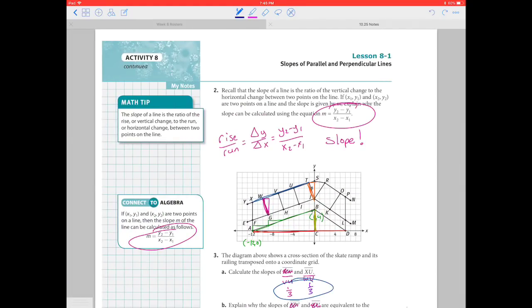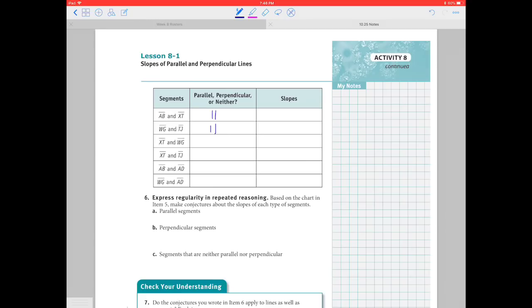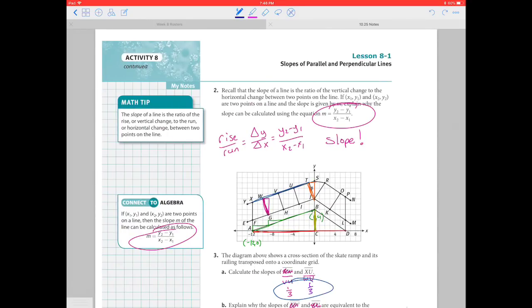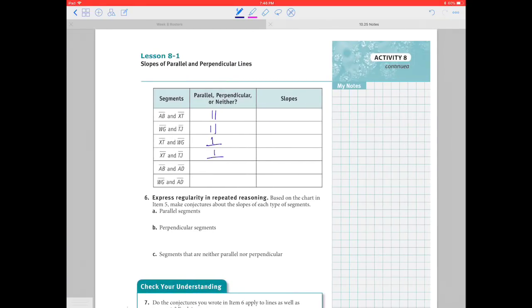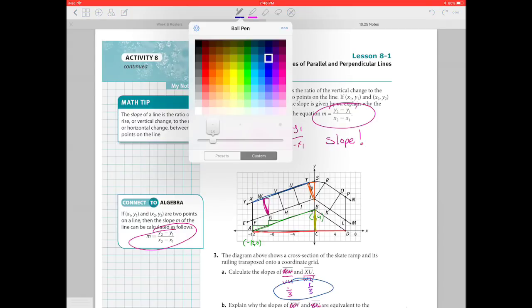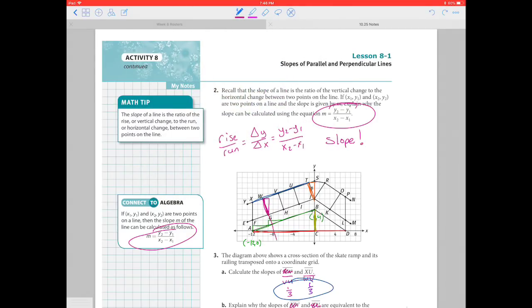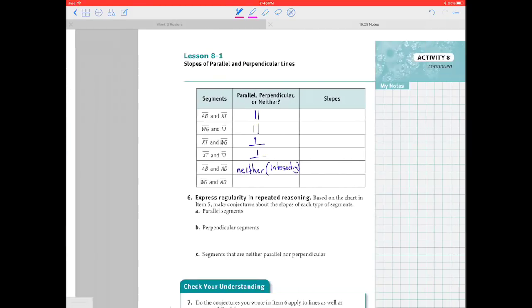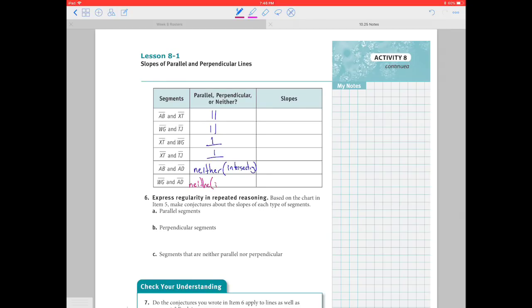Parallel. If we look at WG and TJ, that's parallel. XT and WG, those appear to be perpendicular. XT and TJ, again perpendicular. AB and AD are neither. We would just call those intersecting. And WG and AD, we can't see right away, but if we continue that line down, they do not look perpendicular. So again, that would be a neither, which we could just call intersecting.